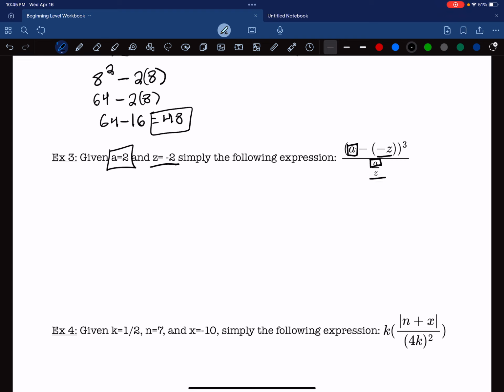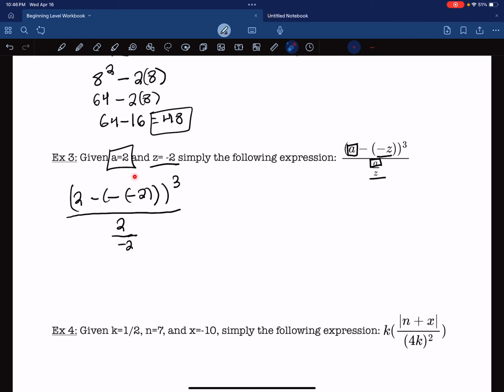So since we have an a here, I'm going to write that as 2. And then we're going to subtract, and we have a negative, and then z is negative 2. So we're at negative 2. It's got a lot of negatives. It's okay. We've dealt with negatives before. And then we're going to do all of that cubed. Because we have this cubed here. And then we're going to divide that by a over z. And a is 2, and z is negative 2. So now let's use order of operations. So let's simplify what's within these parentheses here.